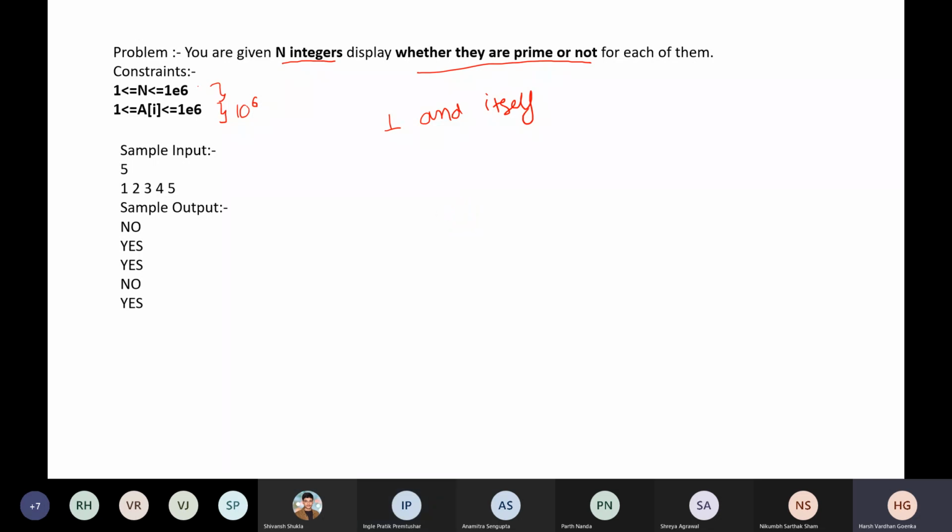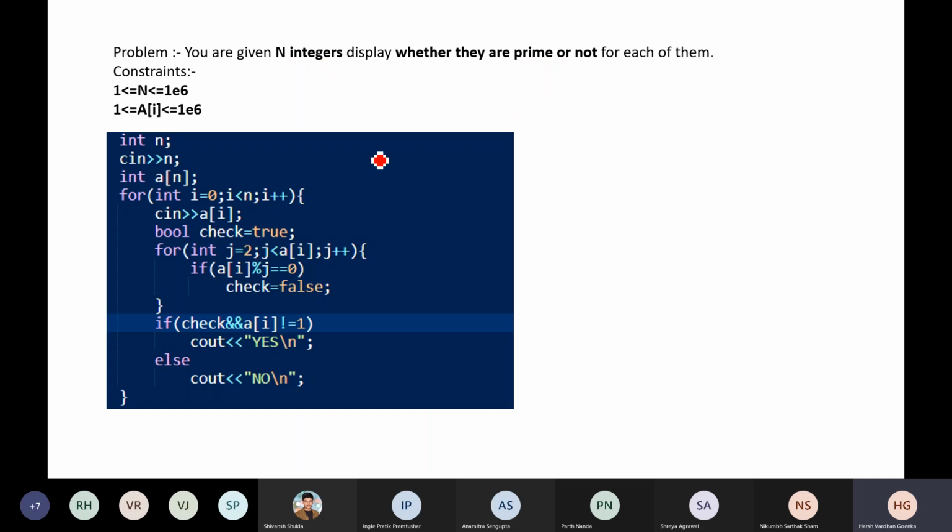So first, let's go with pure brute force. We take n integers as input from the user, then we mark that it is a prime number, let's assume it is true for now. Then iterate from 2 to ai minus 1, basically except 1 and itself. If there is a factor, then we mark it as false, which signifies it is not a prime number. Therefore, if check is true and ai is not equal to 1, then we display yes, otherwise no.